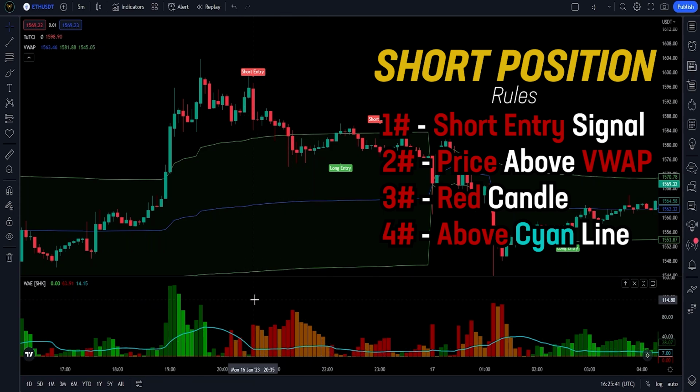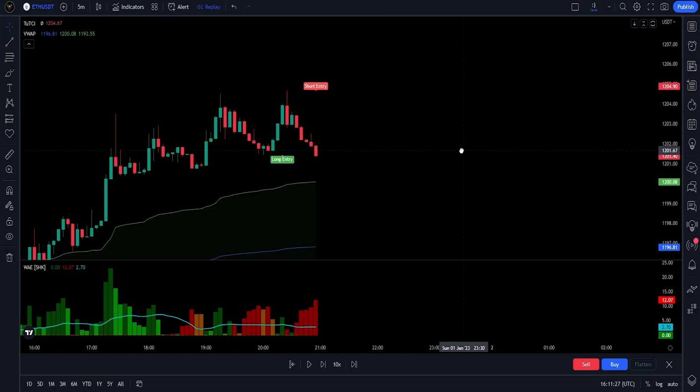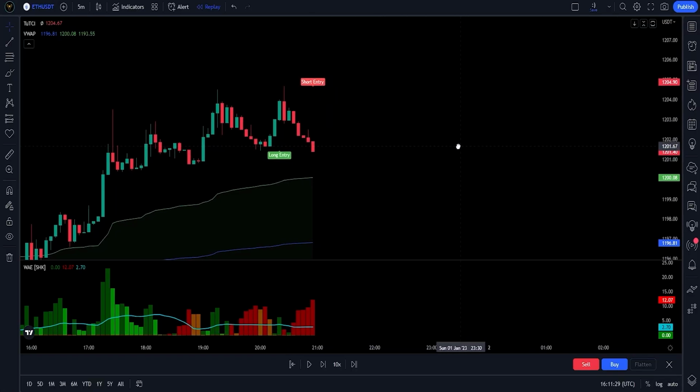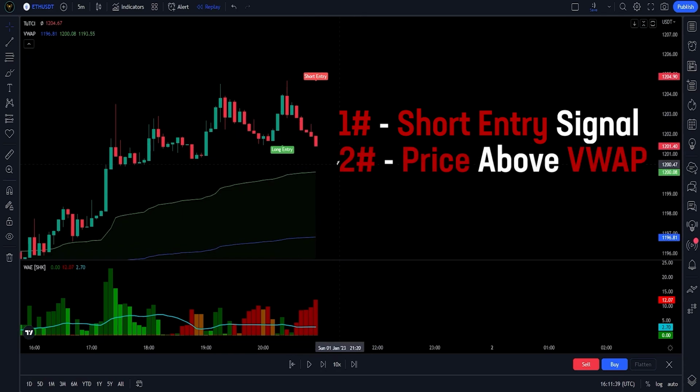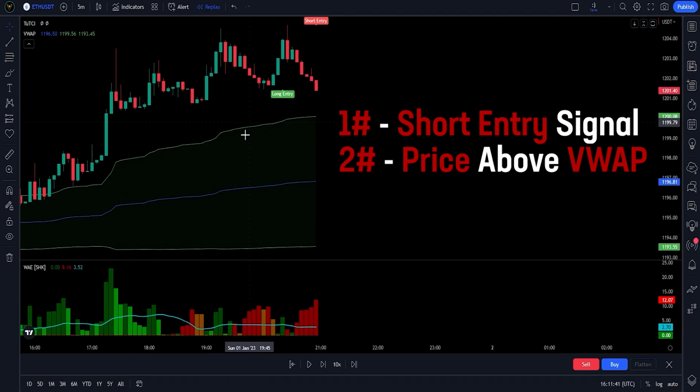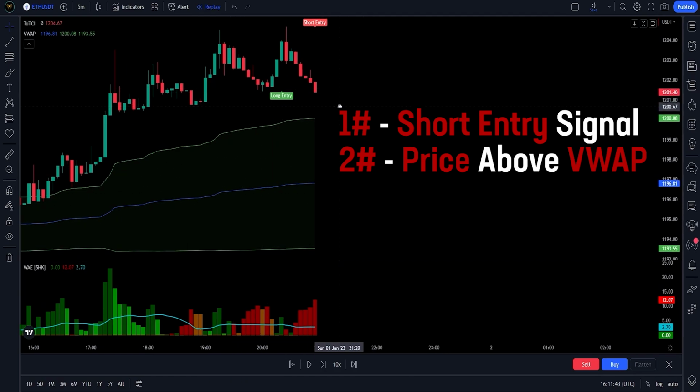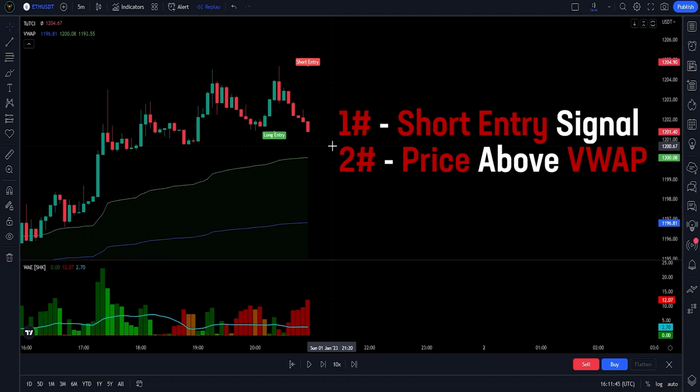Great, we set all 4 rules for our short strategy as well, so let's test this short strategy on a real-time trading example. Once again, we will follow the rules we set for our short trade. First, we wait for a short entry signal. As you can see, this condition is met, so let's move on to our second rule. Our second rule is that price action must be above this VWAP bands. It is, signaling that the price is higher than it should be, giving us yet another bearish market signal.